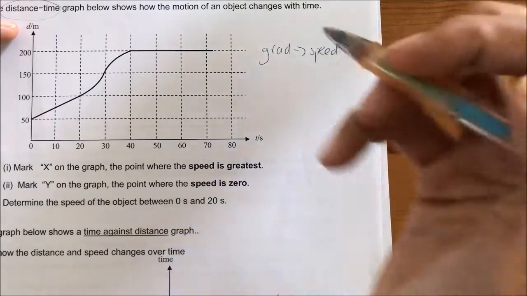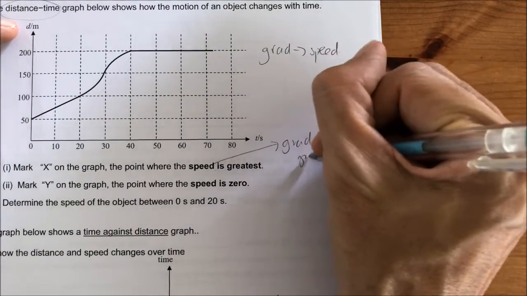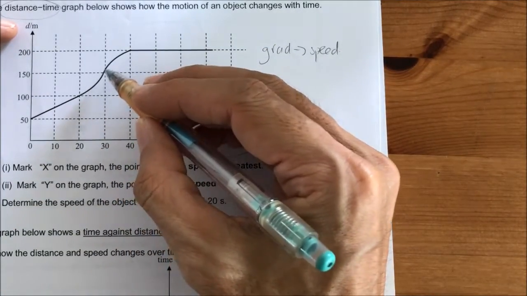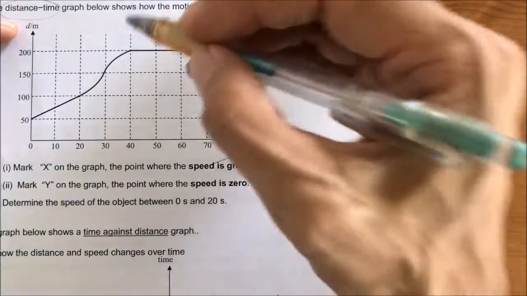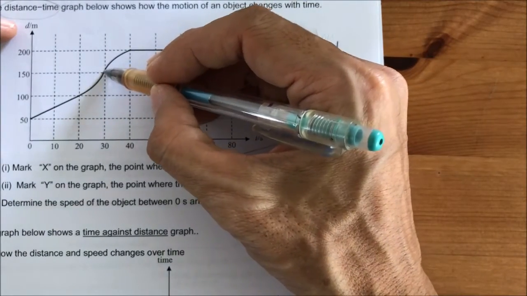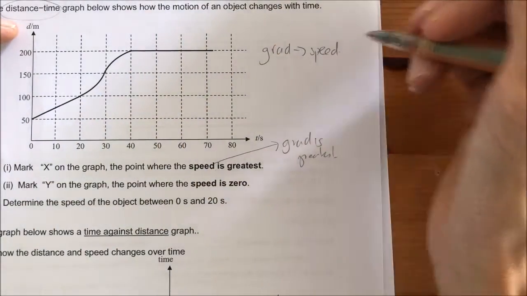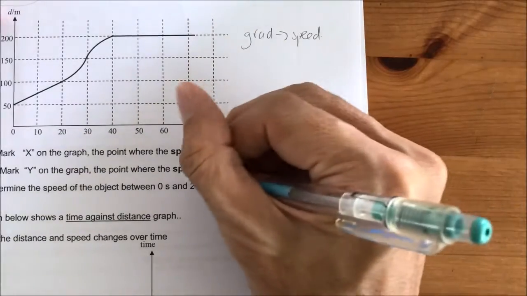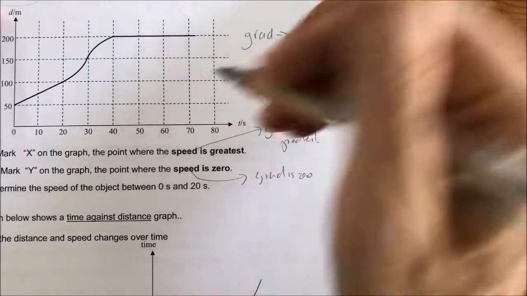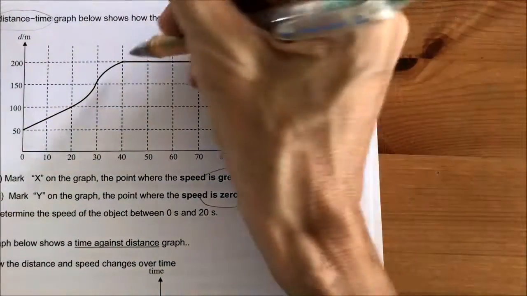If the speed is greatest, it means the gradient is greatest. Where is the gradient greatest? So you find the point. Where is the steepest point on this graph? The steepest point will probably be here, right? So at this time, the speed is greatest. And where is the speed 0? When speed is 0, gradient is 0. Anywhere here, because it's flat.